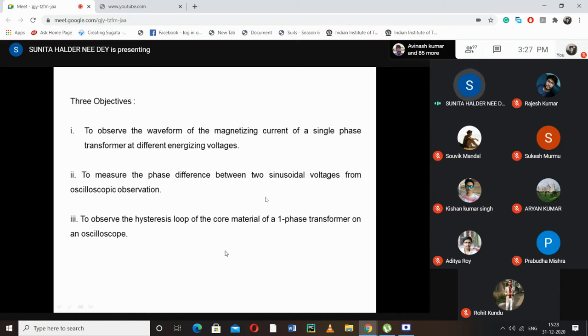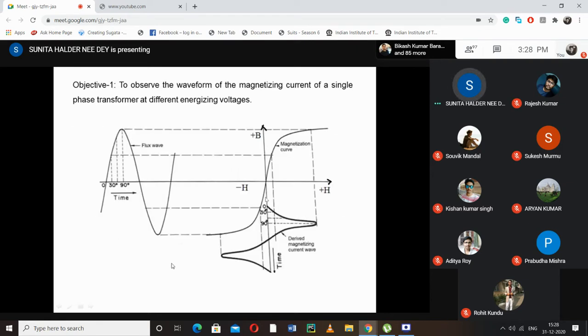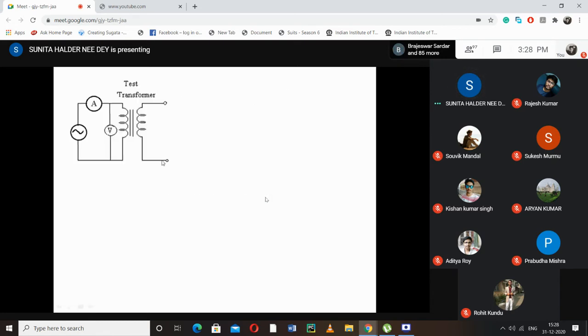This is the objective. So the first objective is to observe the waveform of the magnetizing current. So what is the magnetizing current? It is when the transformer is at no load and we apply voltage, the current in the primary. That is the magnetizing current, because that will produce the flux within the primary, within the core. Due to that, there will be an induced EMF in the secondary winding, and we shall get voltage at the secondary.